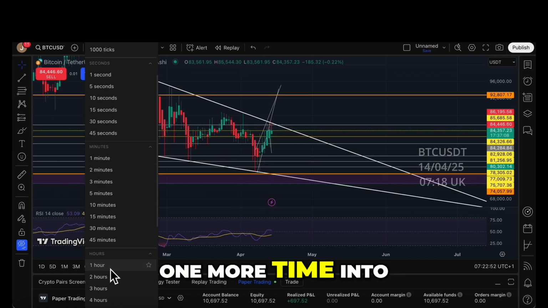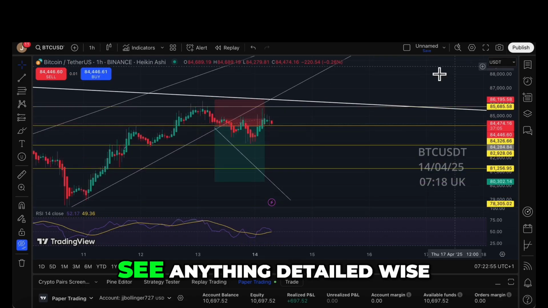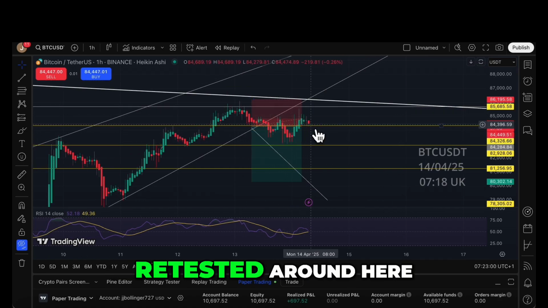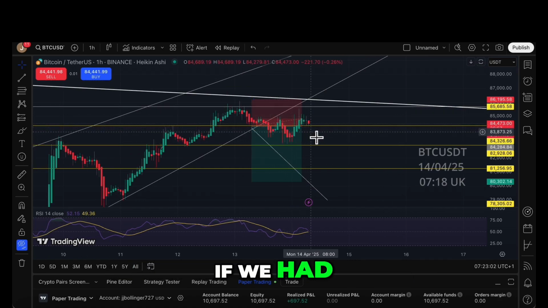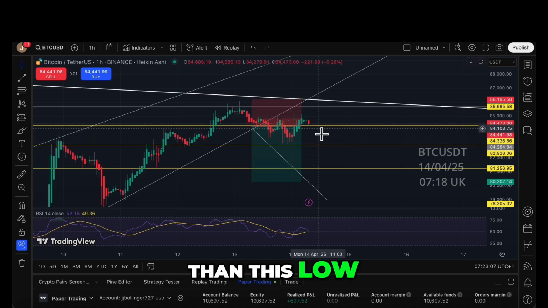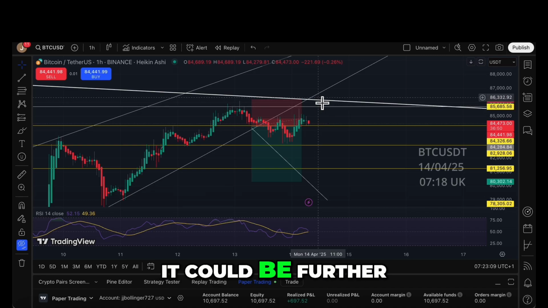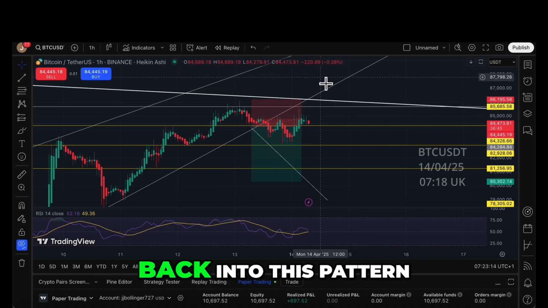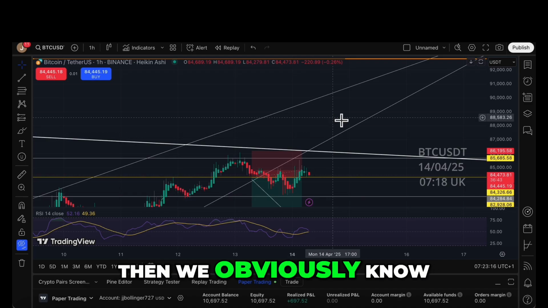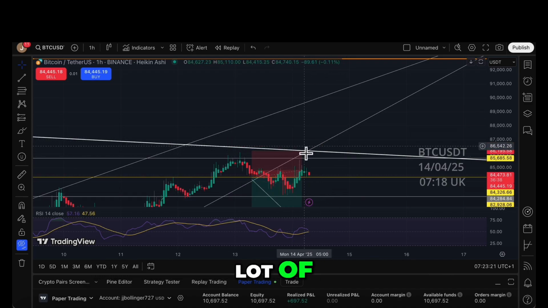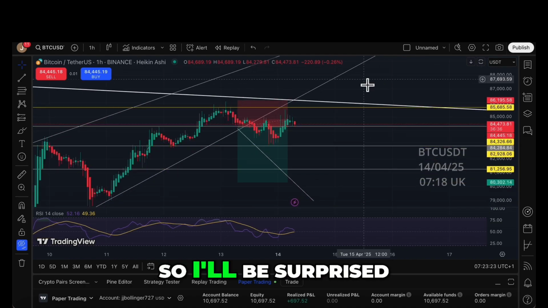Let's just go one more time into the 1 hour and see if we can see anything detail-wise. You can see this breakout happened, retested around here. If we don't put in a lower high than this low, then who knows, it could be hanging around here further before a move down. And if it breaks back into this pattern, then we obviously know it's a failed trade. I'll be surprised, because there's a lot of resistance above it.